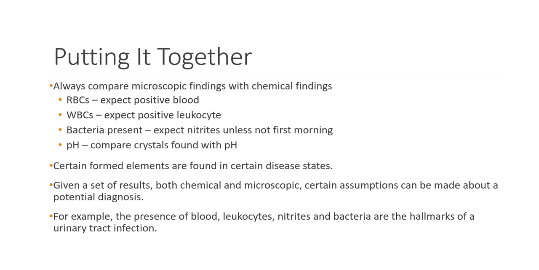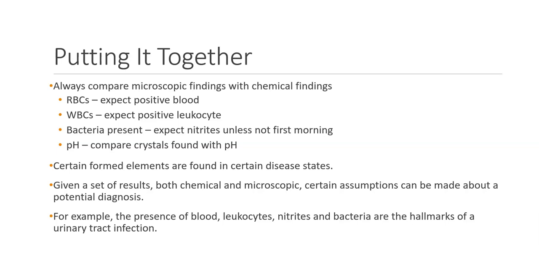Students have a tendency to compartmentalize, meaning they do the chemical examination and they know the clinical significance, and then they do the microscopic exam and they know the clinical significance. But it's very important that you put both of them together. For example, if red cells are present under the microscope, you would expect to have a positive blood on the chemical examination. For WBCs, you would expect a positive leukocyte. If bacteria are present, you would expect nitrites to be positive unless it's not a first morning urine.